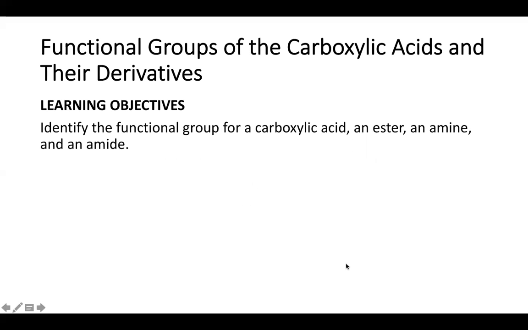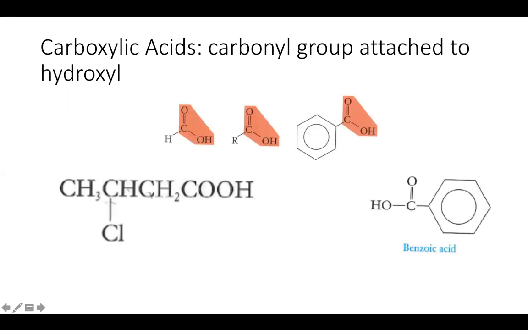All right. So this week we looked at carboxylic acids and their derivatives. And so we looked at carboxylic acids, esters, amines, and amides. Okay, so carboxylic acid, it has this carbonyl group. In fact, it has a carbonyl group, and there's a hydroxyl, an OH, attached to the carbon of the carbonyl group. So these are all examples of carboxylic acids.